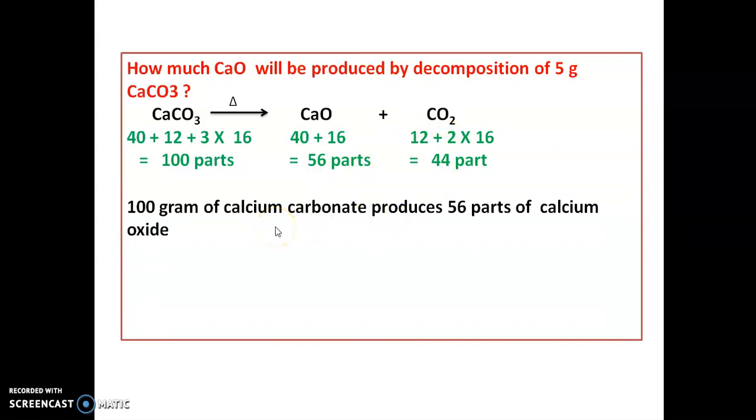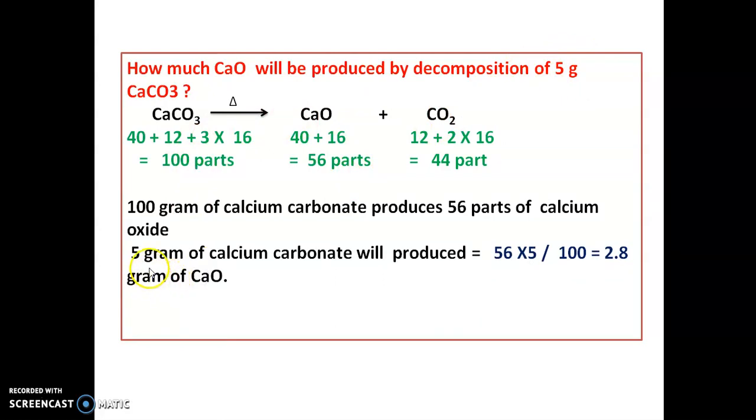Now the second step is that 100 gram of calcium carbonate produces 56 parts of calcium oxide. Okay, these 100 parts of calcium carbonate produce how many parts of calcium oxide? 56 parts. So we have to calculate for the 5 gram. So 5 gram of calcium carbonate will produce 56 into 5 upon 100, so it comes out to be 2.8 gram of calcium oxide.